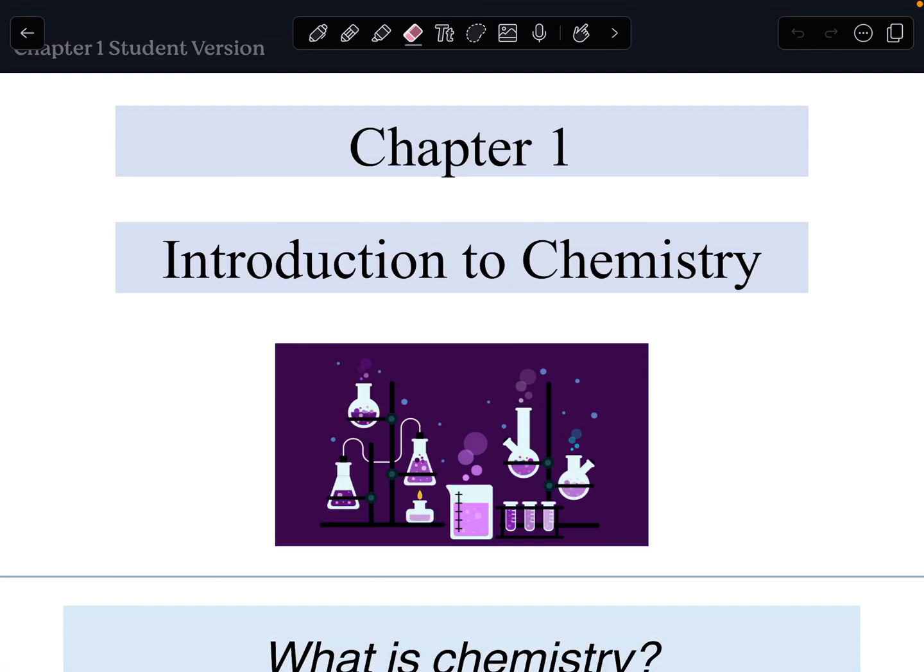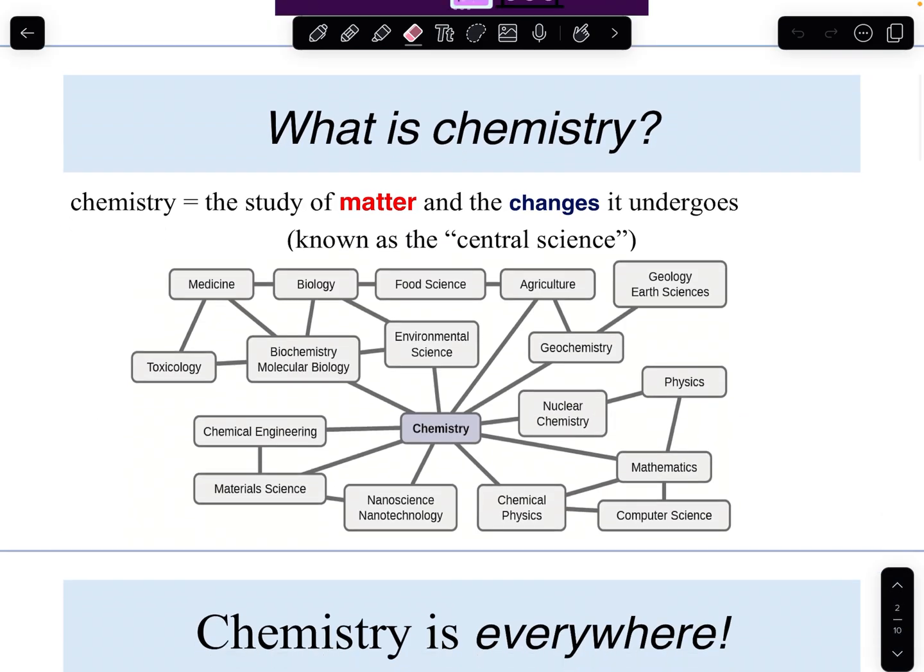Today we are looking at Chapter 1, an Introduction to Chemistry. This is a shorter chapter, and hopefully a lot of this is review for you. What is chemistry? Chemistry is the study of matter and the changes it undergoes. We call it the central science because you can see so many different sciences that branch out from it, including physics, math, medicine, biology. So it really does play a role in so many different facets of life.